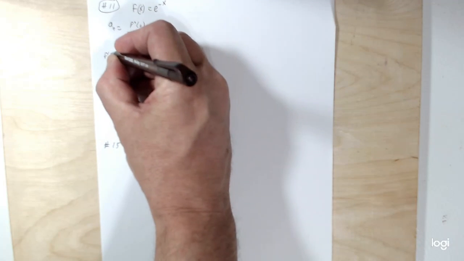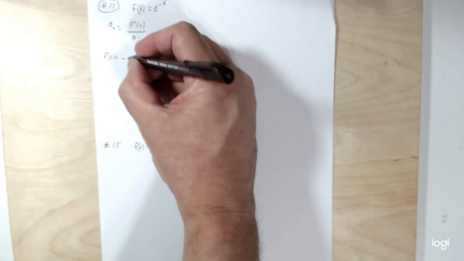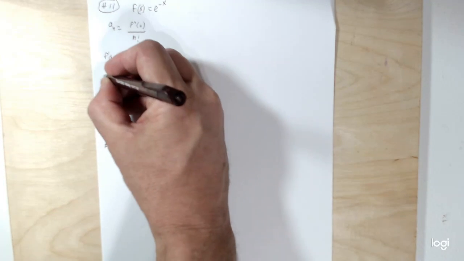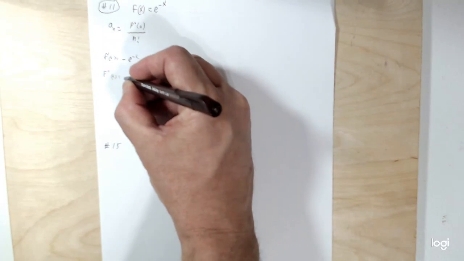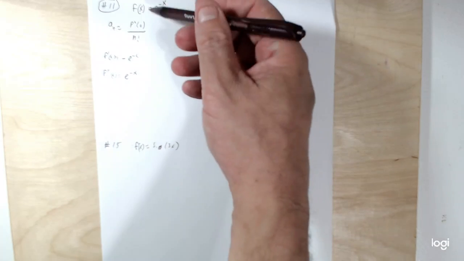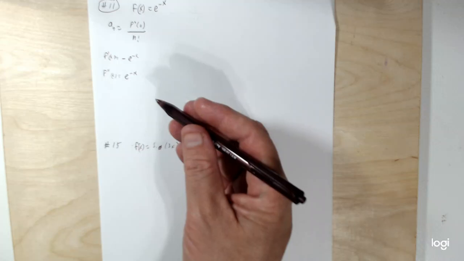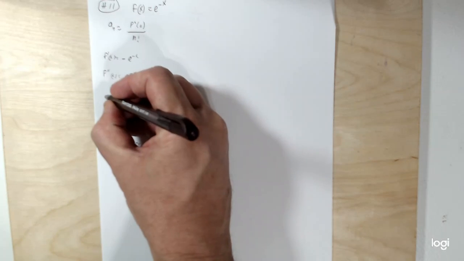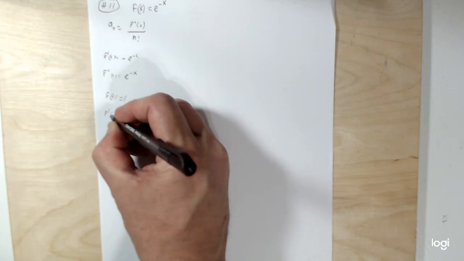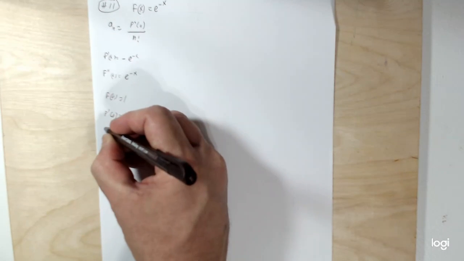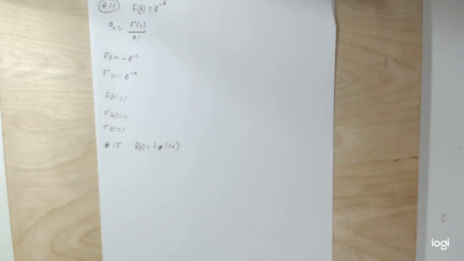F prime of x is negative e to the minus x. f double prime of x equals e to the minus x, and you can see it's just going to go from positive to negative to positive to negative. When we evaluate these at 0, f of 0 is 1, f prime of 0 is negative 1, f double prime of 0 is going to be back to 1. This is going to alternate 1, negative 1, 1, negative 1.